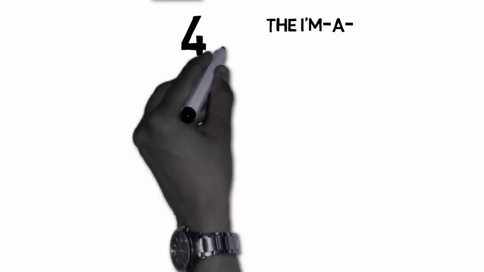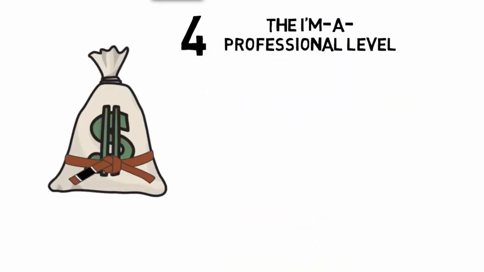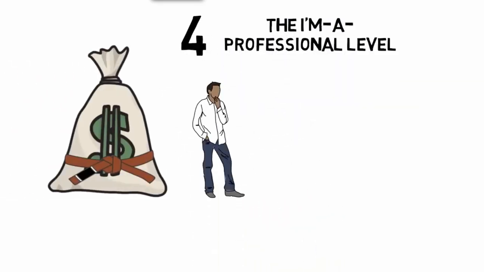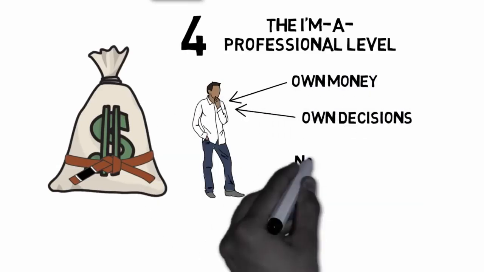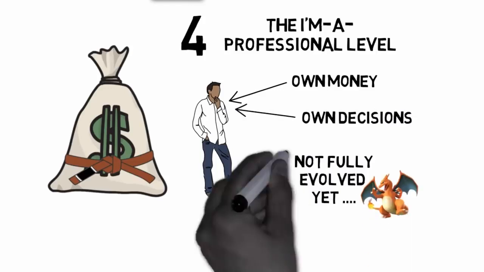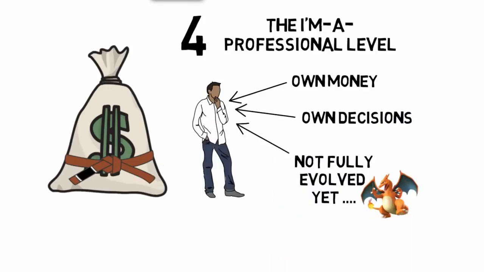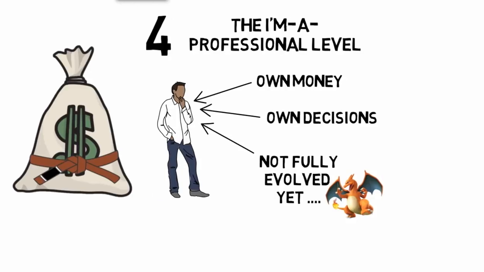4. The I'm a professional level. This is the do-it-yourself investor. He uses his own money and takes his own decisions. He is educating himself in the subject, but hasn't evolved to the last level yet. As you are watching this channel, I expect that you already are at this level, or higher, or that your intentions are to get here.